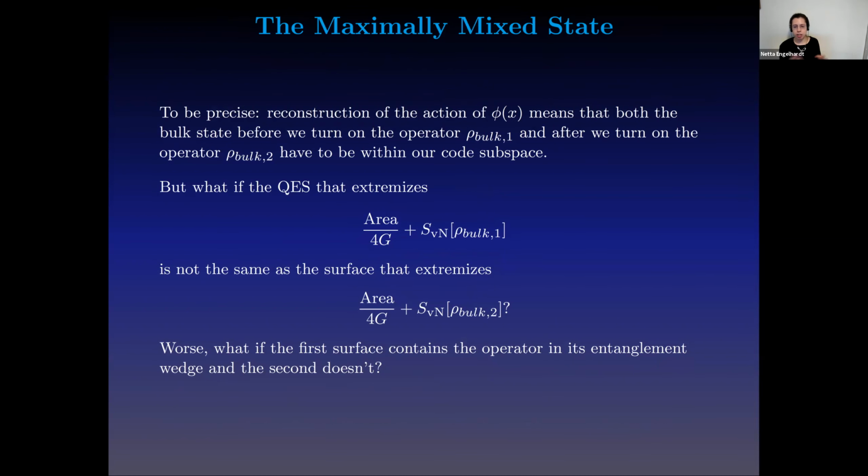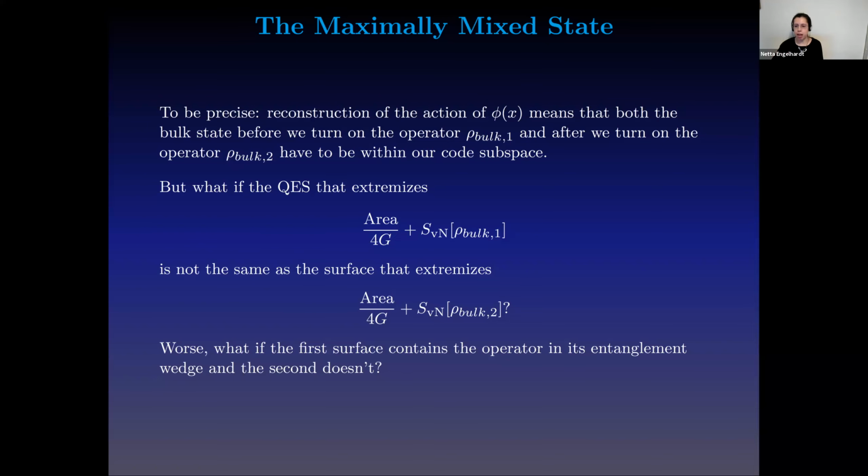If we want to reconstruct phi of x, that means that the bulk state before we turn on the operator, let's call this bulk state rho bulk 1, and after we turn on this operator, which we call rho bulk 2, both have to be in our code subspace. In other words, if we happen to act with phi of x and that takes us out of the code subspace, then we have a problem. But suppose that we say, okay, we take a phi of x that maintains us within the code subspace, it's some low energy operator, fine.